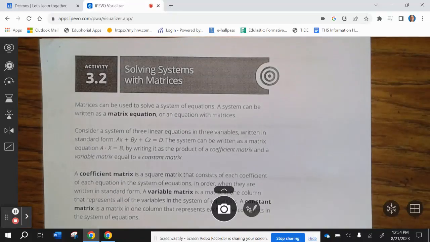Here we're in Solving Systems with Matrices, Activity 3.2. Matrices can be used to solve a system of equations. A system can be written as a matrix equation, or equation with matrices.